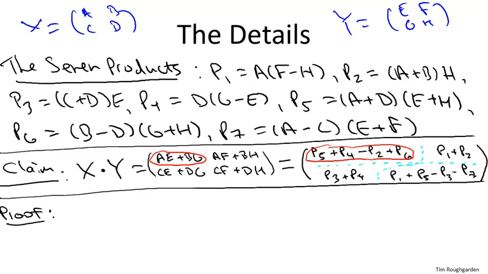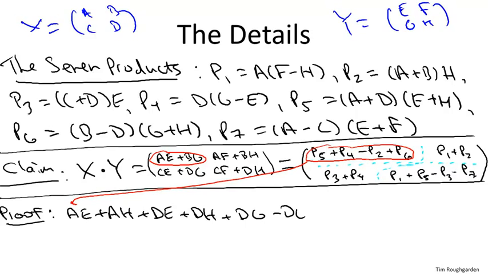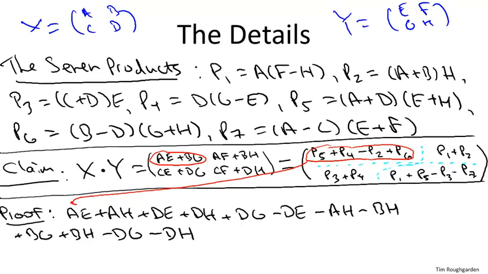So that is, let's just expand out this crazy expression, P5 plus P4 minus P2 plus P6. What do we get? Well, from P5 we get AE plus AH plus DE plus DH. Then we add P4, so that's going to give us plus DG minus DE. Then we subtract P2, so that gives us a minus AH minus BH. And then we add in P6. So that gives us a BG plus BH minus DG minus DH.